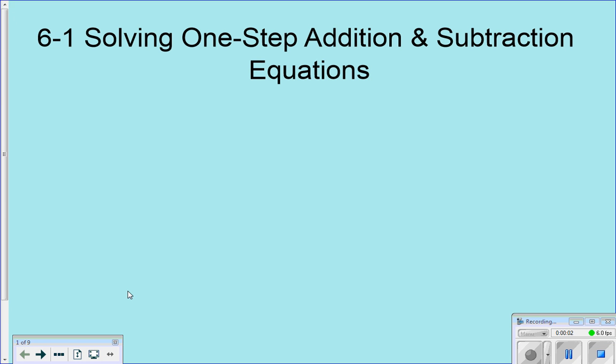Alright, so this is solving one-step addition and subtraction equations. So anything you see today is going to be either addition or subtraction, nothing else. We'll tackle multiplication and division at a later time, I think tomorrow. So anything today is addition or subtraction.